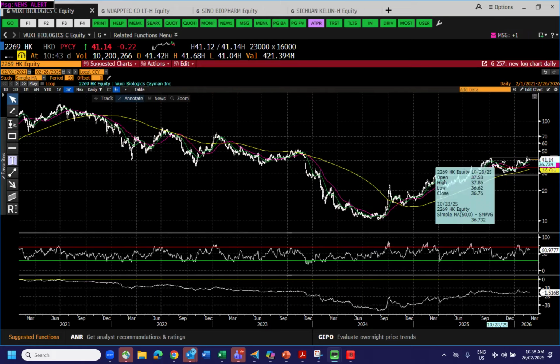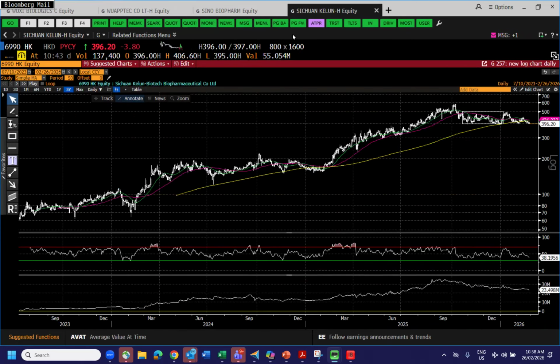Can we take a look at the last one? So again, it's still in this trading range. Not a clear divergence there because price is falling, RSI is falling, but you've clearly got support at 384.